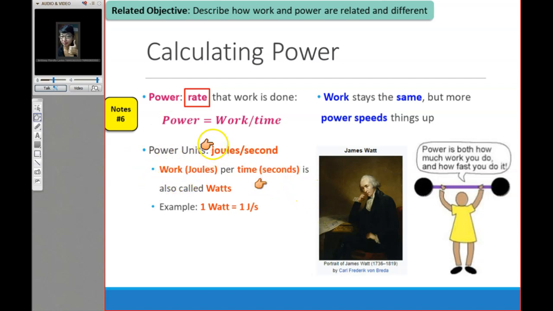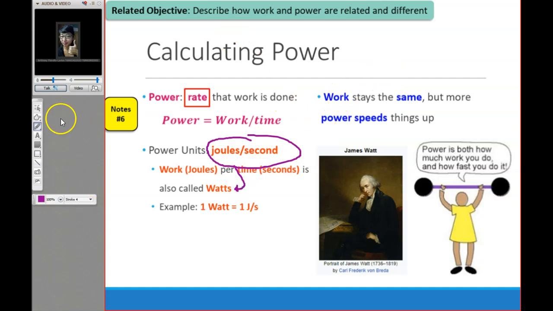So when you do joules divided by seconds, this creates a new type of unit called watts, named after James Watt. So 1 watt is also 1 joule per second. So the units for power are watts. Instead of saying joules per second, which is really long to say, scientists just say watts instead.